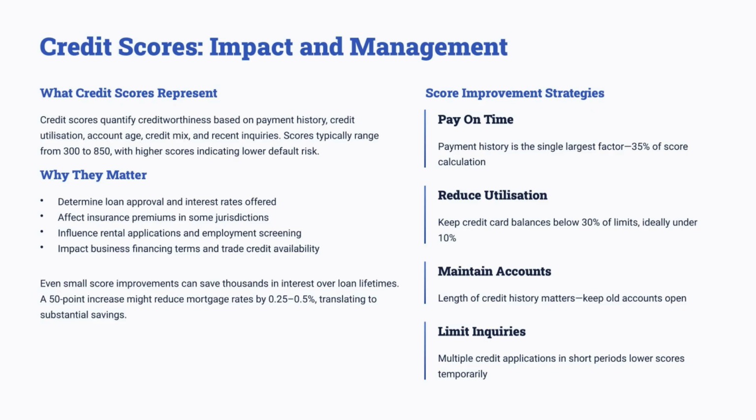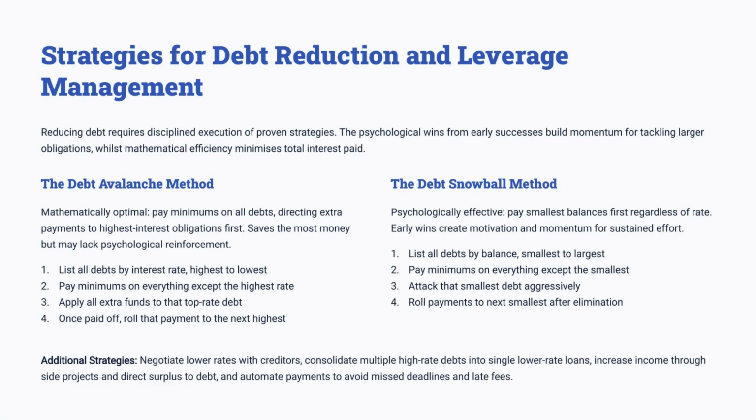Even a 50-point increase can lower mortgage rates by 0.25%. Reducing debt effectively involves strategic approaches like the debt avalanche and debt snowball methods. The avalanche method targets high interest debts first, saving money but lacking immediate psychological rewards. Conversely, the snowball method focuses on paying off smaller debts first, boosting motivation. Additional strategies include negotiating lower rates, consolidating debts, increasing income, and automating payments to prevent late fees.